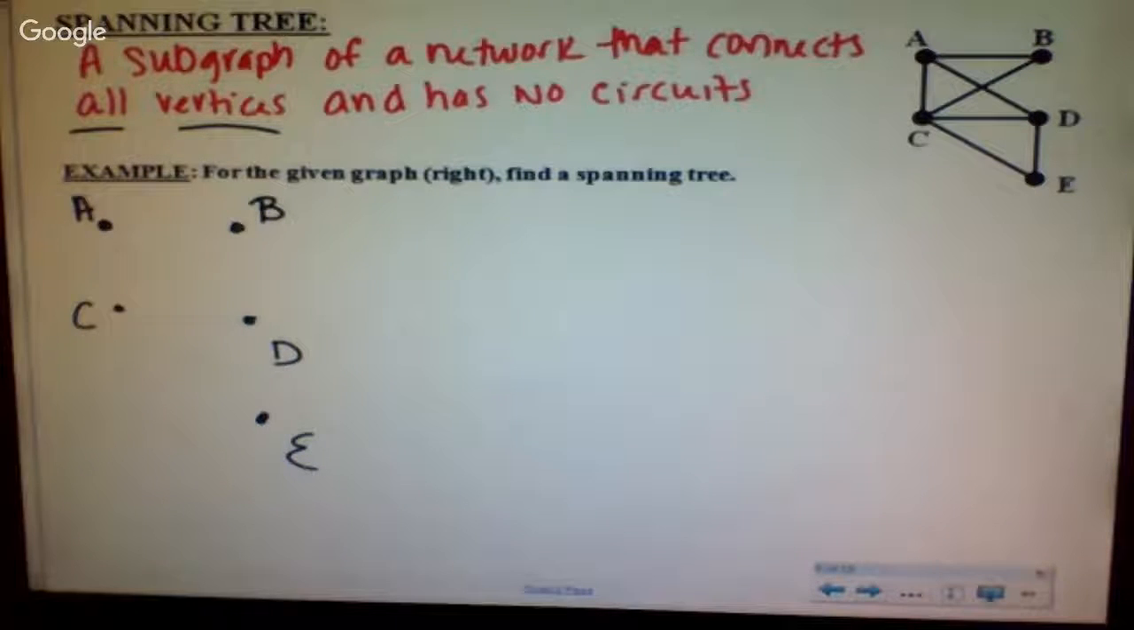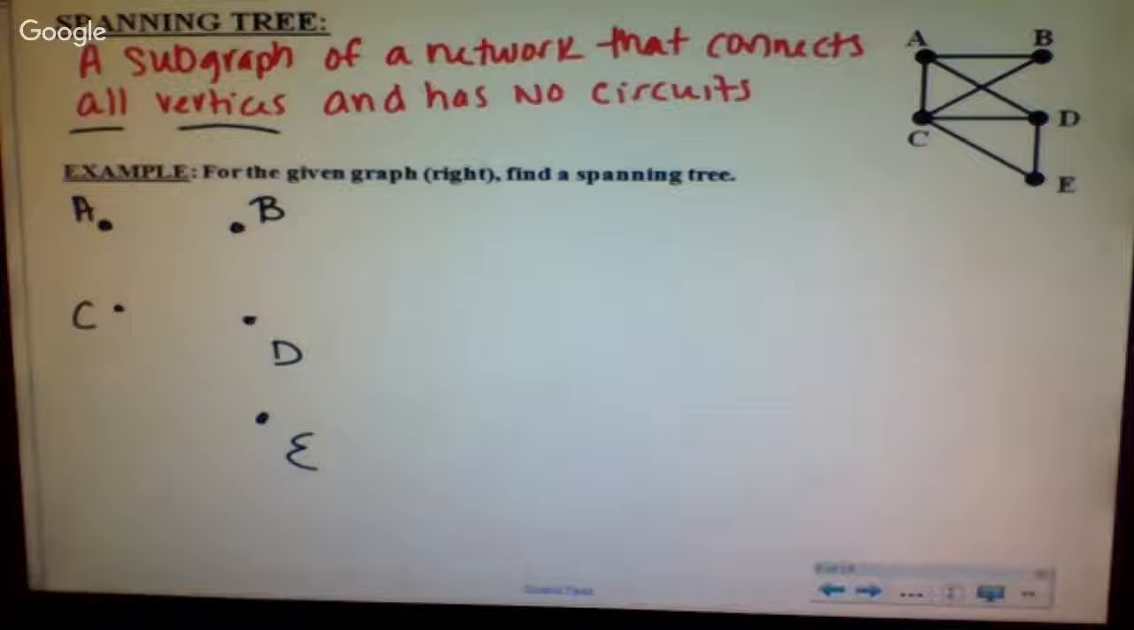Think about the observation we just made. If I have 5 dots, how many lines do I need to create a tree? 4. I need 1 less edge than I have dots. So I need to connect all of these dots with 4 lines from my original graph. Any 4 lines you want. What do you want to connect?